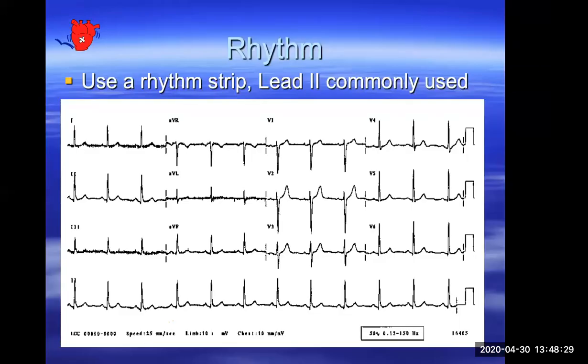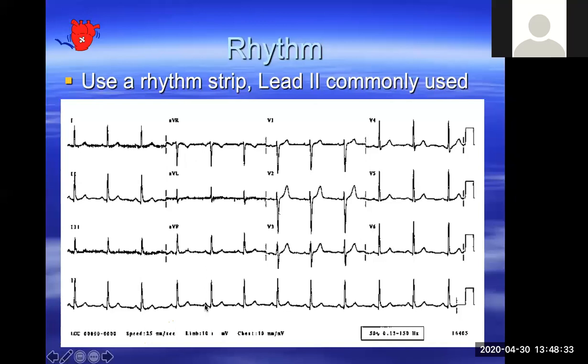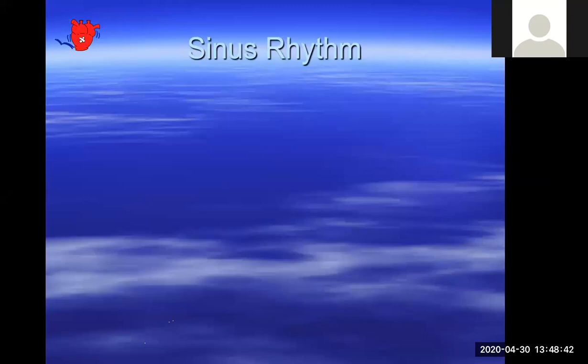The rhythm, for you to know, you have to see a nice P wave followed by QRS all the way. If you see that, that's a normal rhythm. You really have to just look at that. Otherwise, it's an abnormal rhythm. So this is your sinus rhythm.